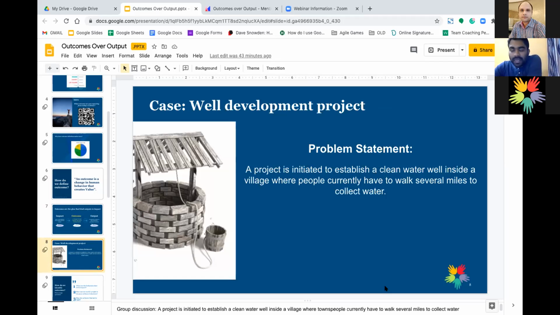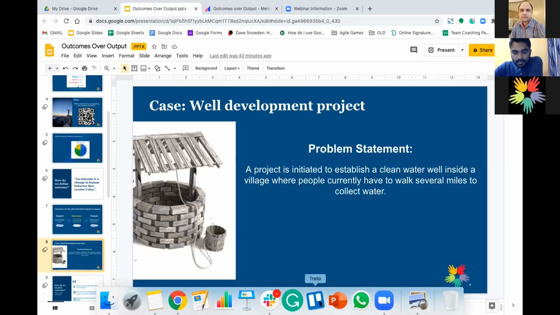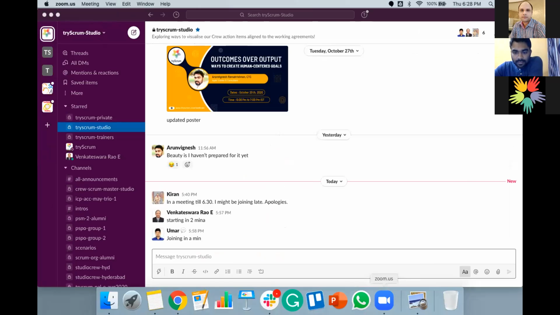I just want you guys to identify in this problem statement, what is the output, what is the outcome, what is the impact? You can put your comments in the chat.